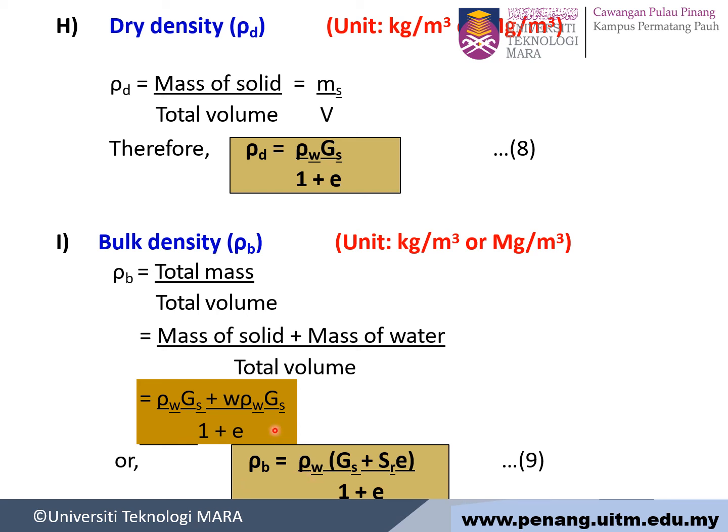So you may use this equation, or you also can use this equation. The difference is, if you still remember, Sr e is equal to wGs. So here we have w and Gs, and Sr e is equal to wGs, so we change to Sr e. So the equation becomes rho bulk is equal to rho water times (Gs plus Sr e) over 1 plus e. So you may use this equation or this equation. It depends on the information that you have.